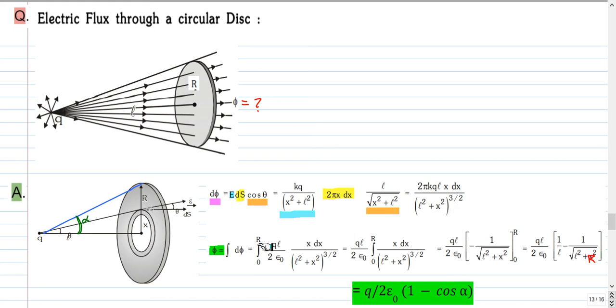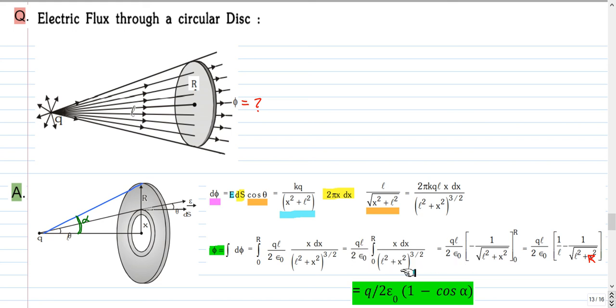To get the flux coming out of the full disc, we have to integrate this elemental flux coming out of the ring for radius varying from 0 to capital R, where R is the radius of the disc. So that is the expression. The variables are x dx and L square plus x square raised to the power 3 by 2. QL by 2 epsilon is constant, so it will come out of the integration sign.